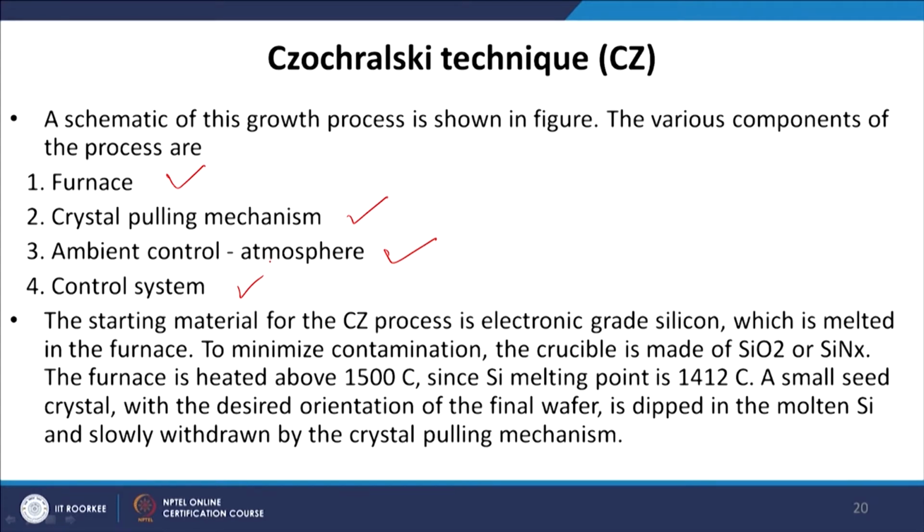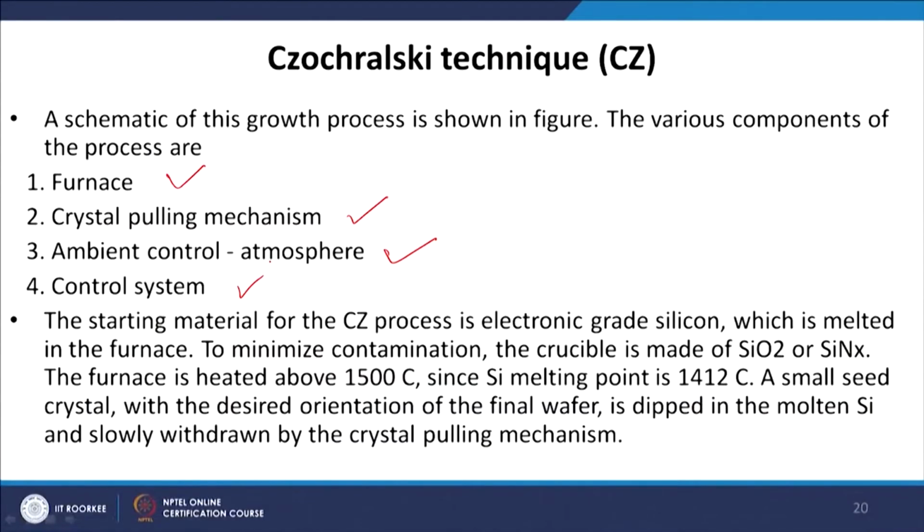The starting material for the CZ process is electronic grade silicon. This silicon is electronic grade, but it is polycrystalline, and it is melted in the furnace. To minimize contamination, the crucible is made of silicon dioxide or SiNx, so that the silicon is kept in an environment of silicon only. The furnace is heated above 1500 degrees Celsius, since the silicon melting point is 1412 degrees Celsius.